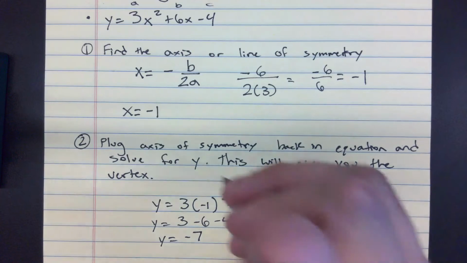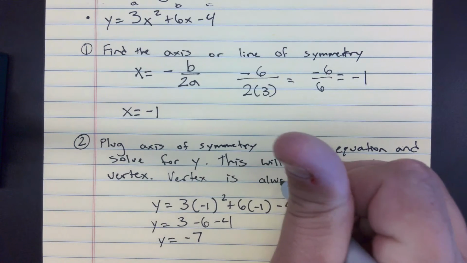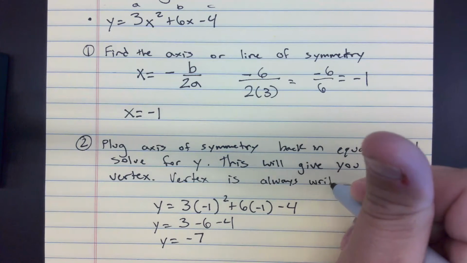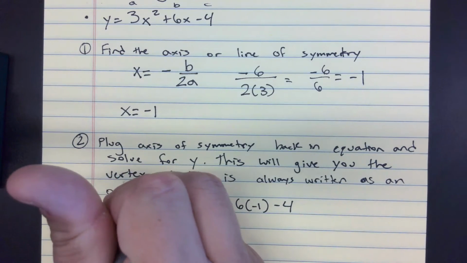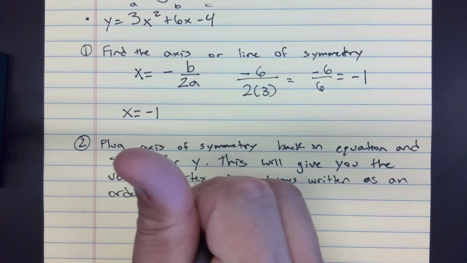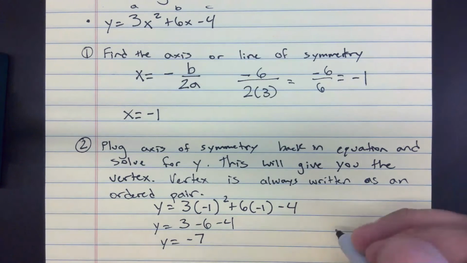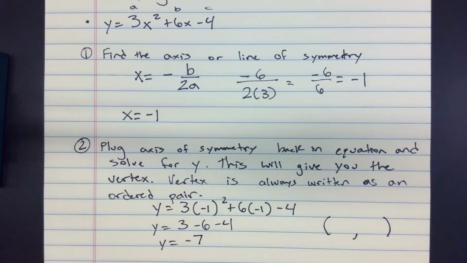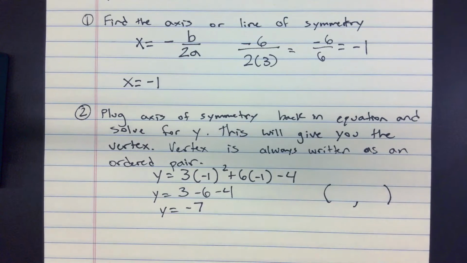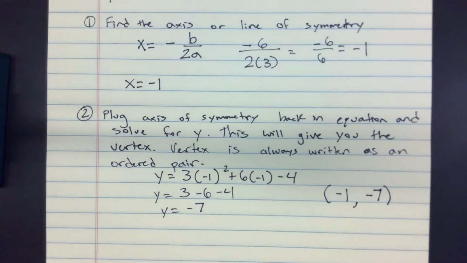Now look, a vertex is always written as an ordered pair. So I'm going to do it right here. So what's the y coordinate of our ordered pair? Negative 7. You just barely found it. What's our x coordinate? Negative 1. So there's our vertex.